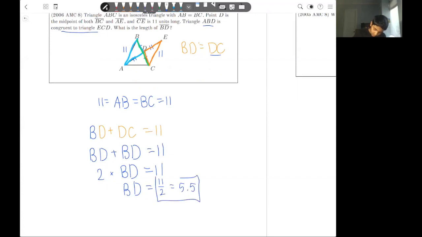So either of these answers would be okay. But in the AMC, you get option choices, so then you could just see which one would actually be that answer. Any questions?